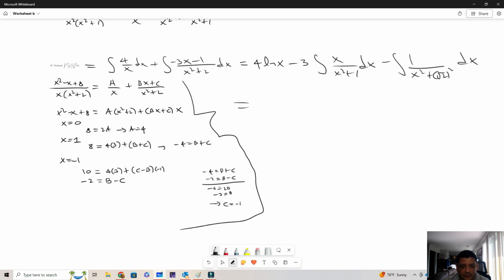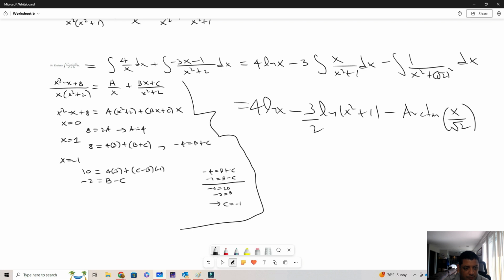So this is 4 log of x minus 3 times, and the substitution here is going to give me a 1/2 here, and it's going to be log of (x squared plus 1). And finally, for this one here, I'm going to use x equals the square root of 2 tangent of theta. So because this is going to be the antiderivative, this is going to be minus arctangent of x over the square root of 2, and then plus C. And so that's the end of this particular integral.